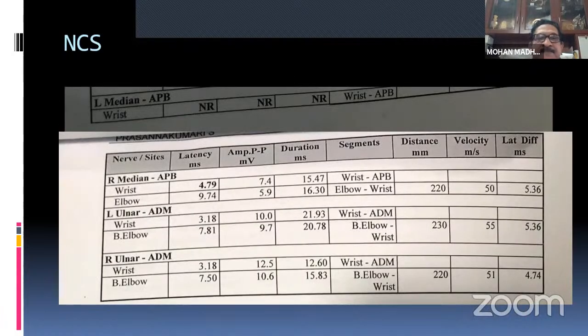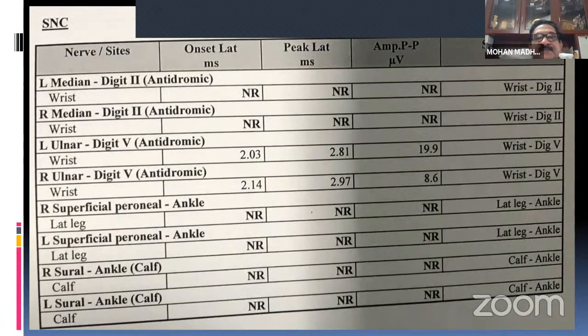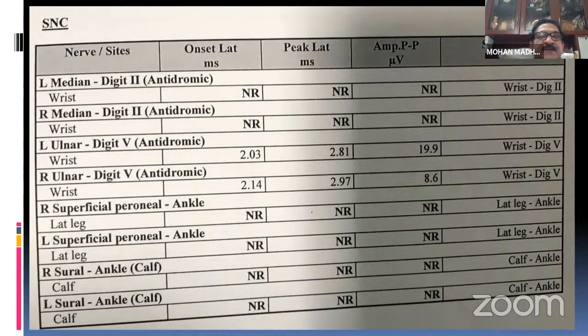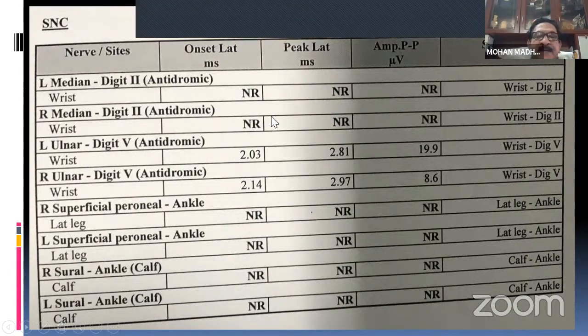And in the upper limb, there was a mild, this is an unrelated carpal tunnel. Upper limb amplitude was all good, so there's no abnormality. And the left median APB is also not picked up. Now coming to the sensory, the upper limbs are normal except for the median, both unrelated carpal tunnel. But in the lower limb, no potentials are picked up. So superficial peroneal and sural are all absent.